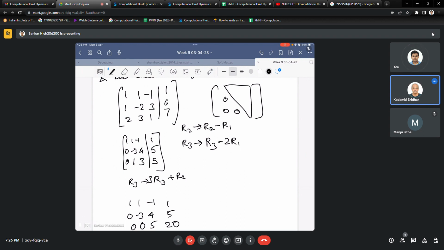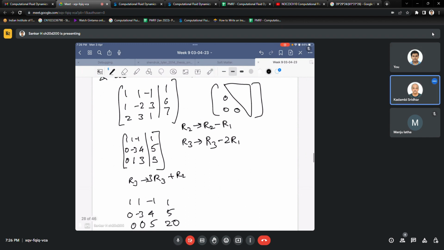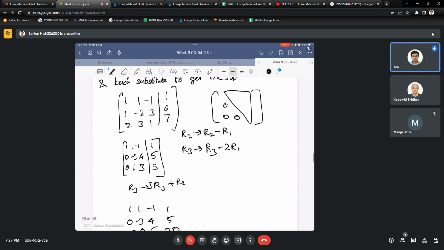Yeah, so let me just go through what I have done. So R2 minus R1 will be 0, minus 3, 4, 5, and R3 tends to R3 minus 2R1 will be 0. One second. So it will be 2 minus 2, 3 minus 2 is 1, 1 plus 2 is 3, 7 minus 2 is 5.